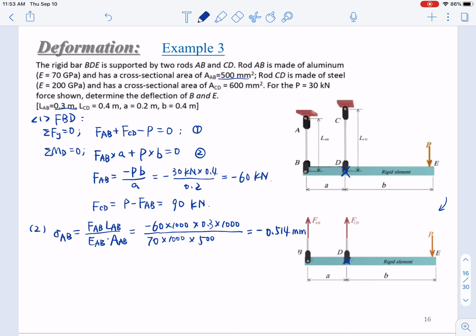What does this mean? If delta AB is negative, it means AB will be shortened, so point B will go upward.